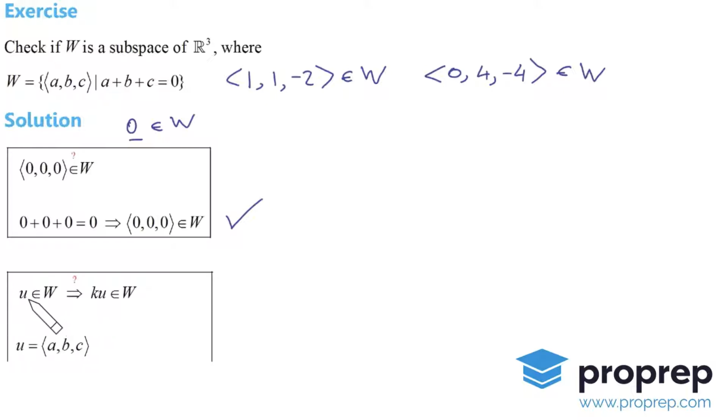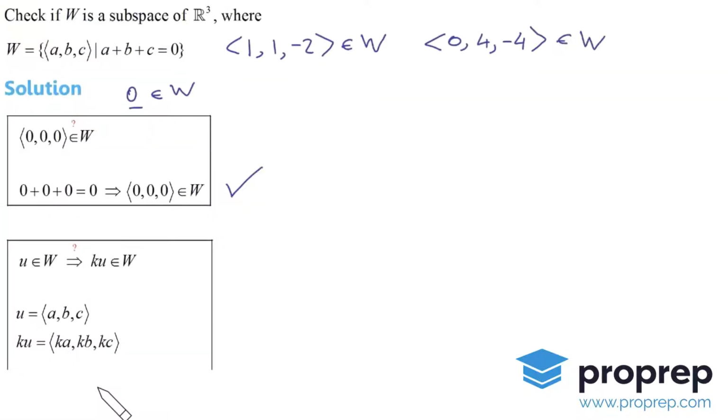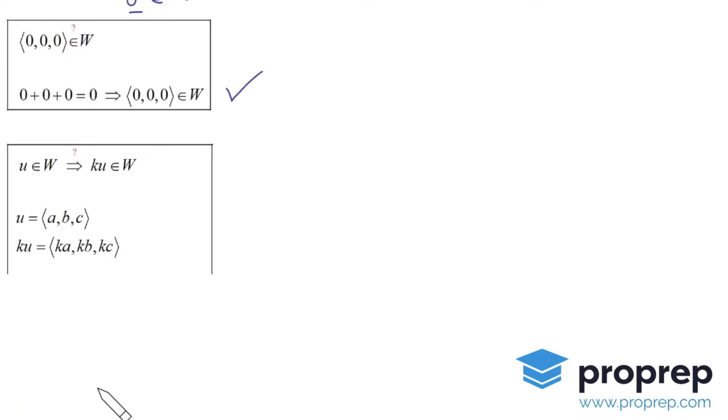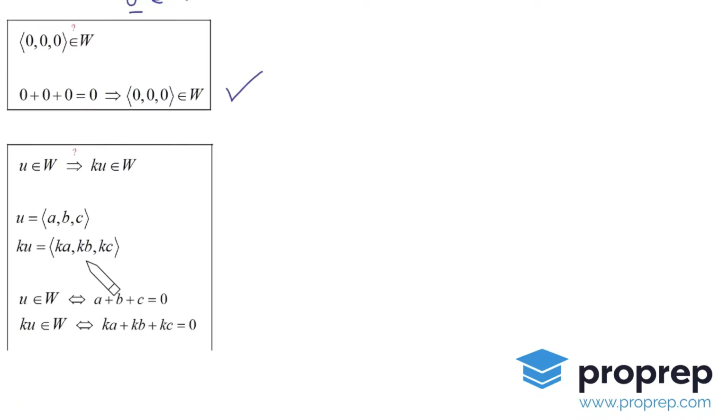So let's say that the components of u are some A, B, C. Then Ku is just this vector, Ka, Kb, Kc, because that's how we do scalar multiplication. We do it component-wise. Now, to say that u belongs to W is the same thing as saying that A plus B plus C is 0.